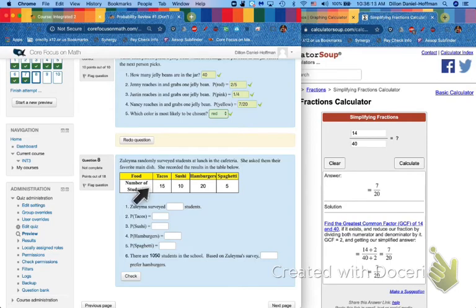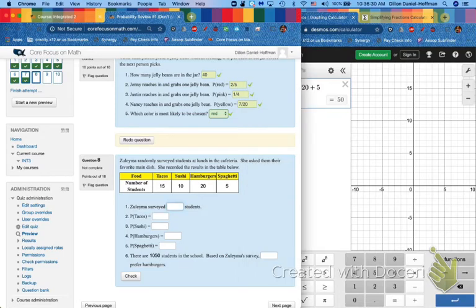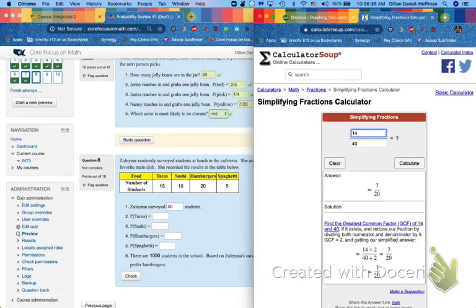All right. Add up these numbers. So 15, 10, 20, and 5 for me. Just like we did with the numbers up there before for our marble problem or our jelly bean problem. 15, 10, 20, 5, 50 total students. And then I do the same thing I just did with my fraction reducer. Now instead of 40 on bottom, I've got 50.